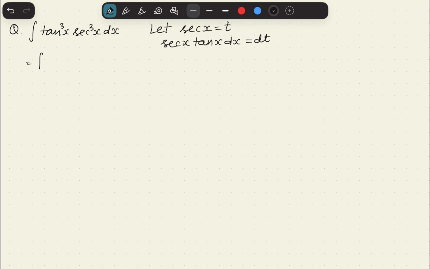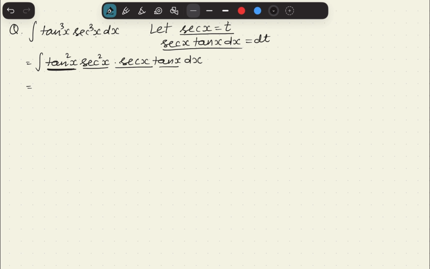So in this case, first we will rewrite our given integration so that this is separated. So tan square x into sec square x into sec x tan x dx. So here we can check effectively the power of sec x will be 3 and power of tan x will be 3. So it is same. Now we have assumed that sec x is equal to t. So we should not have tan here.